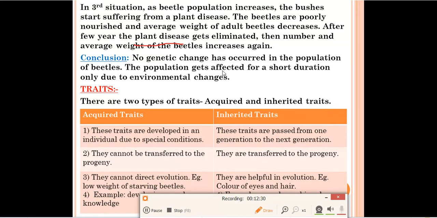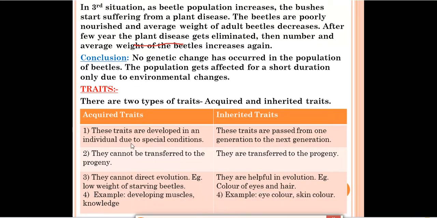So why has the beetle population increased? Because of environmental change. First, the plants are getting infected because of the disease, but after that, suddenly after a few years, they were getting healthy, the beetles are getting proper food to eat, and again their population is increasing because of environmental change. Okay, so this was all about the illustration given in your textbook.